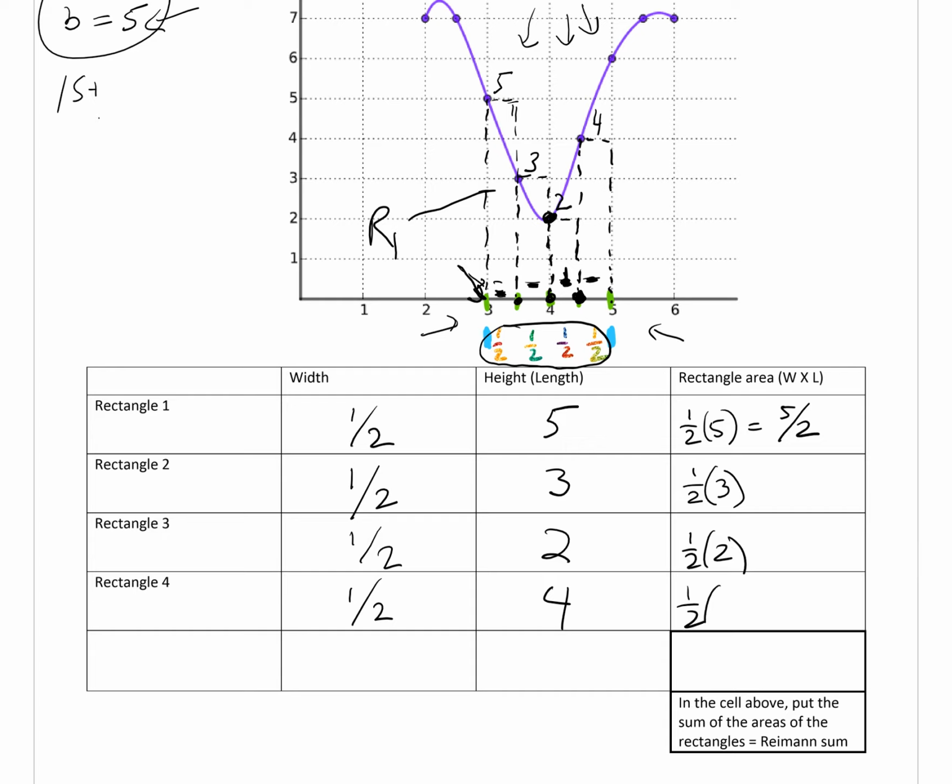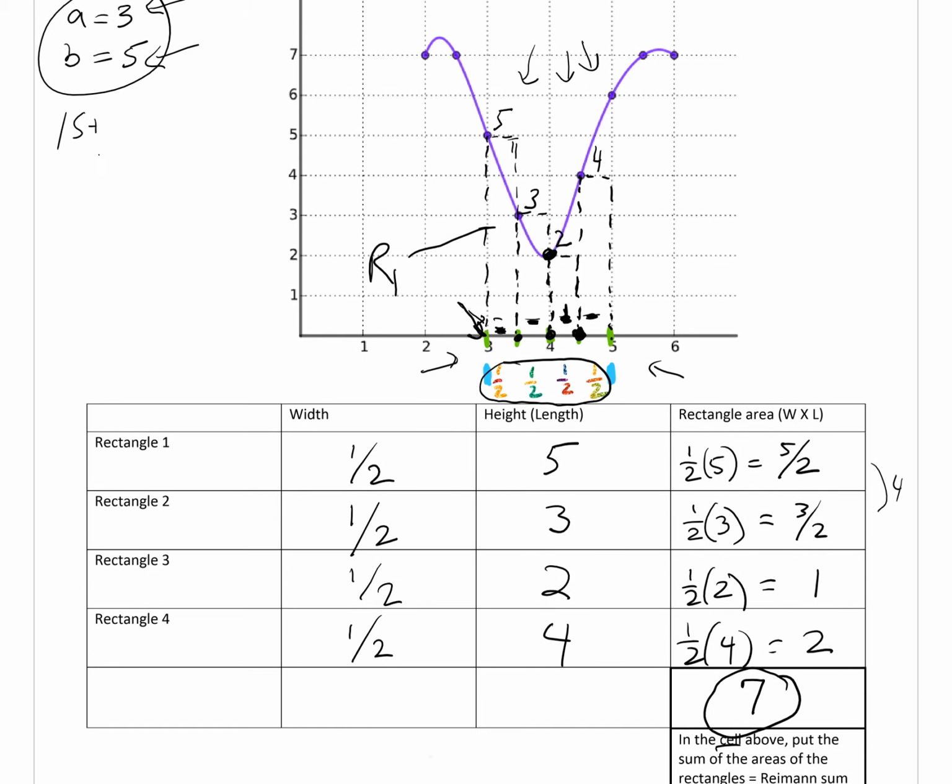So 1/2 times 3 equals 3/2. The next will be 1, this will be 2. So you can take a calculator, just add like 5 halves plus 3 halves would be 8 halves, which would be 4. Plus 1 is 5, plus 2 is 7. So in the cell, I'm talking spreadsheet terminology there, and I use that word cell above, put the sum of the areas of those 4 rectangles. That's the Riemann sum.